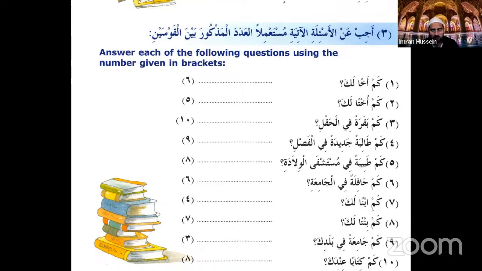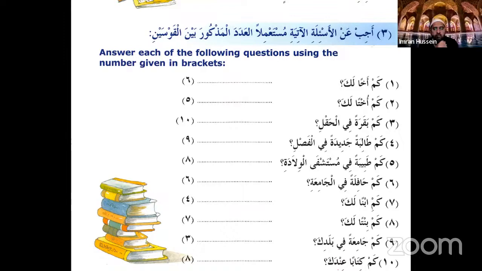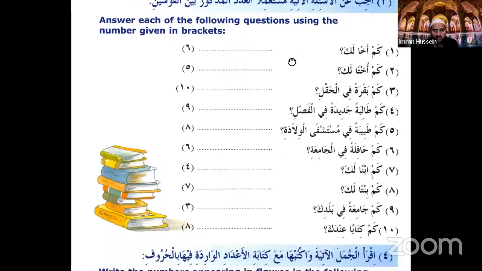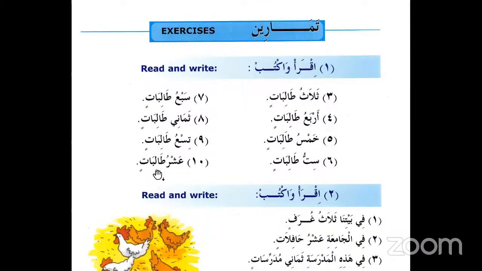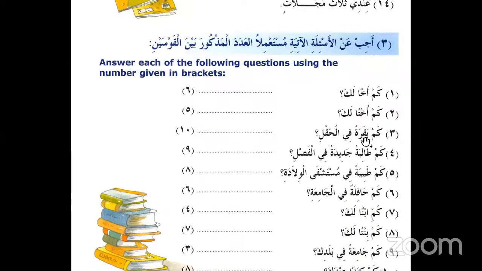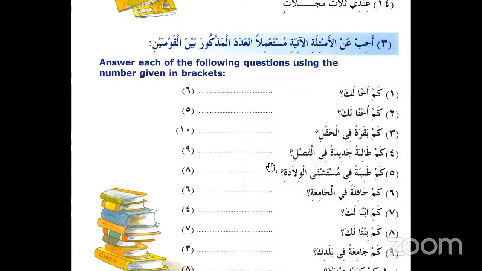Kam bakaratan fil haqli. How many cows are in the farm? There are 10 cows in the farm. Bakara is feminine, so the number of the cows will be masculine. Fil haqli ashru. Bakarat is the plural with alif and ta at the end. Fil haqli ashru bakaratin.